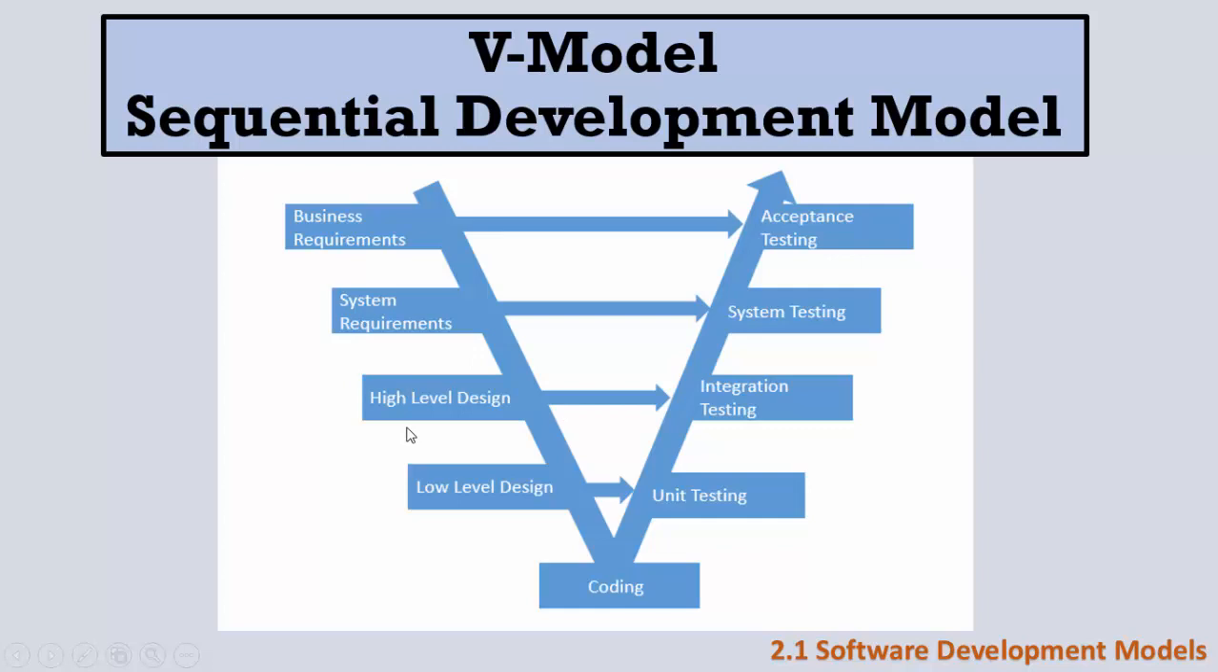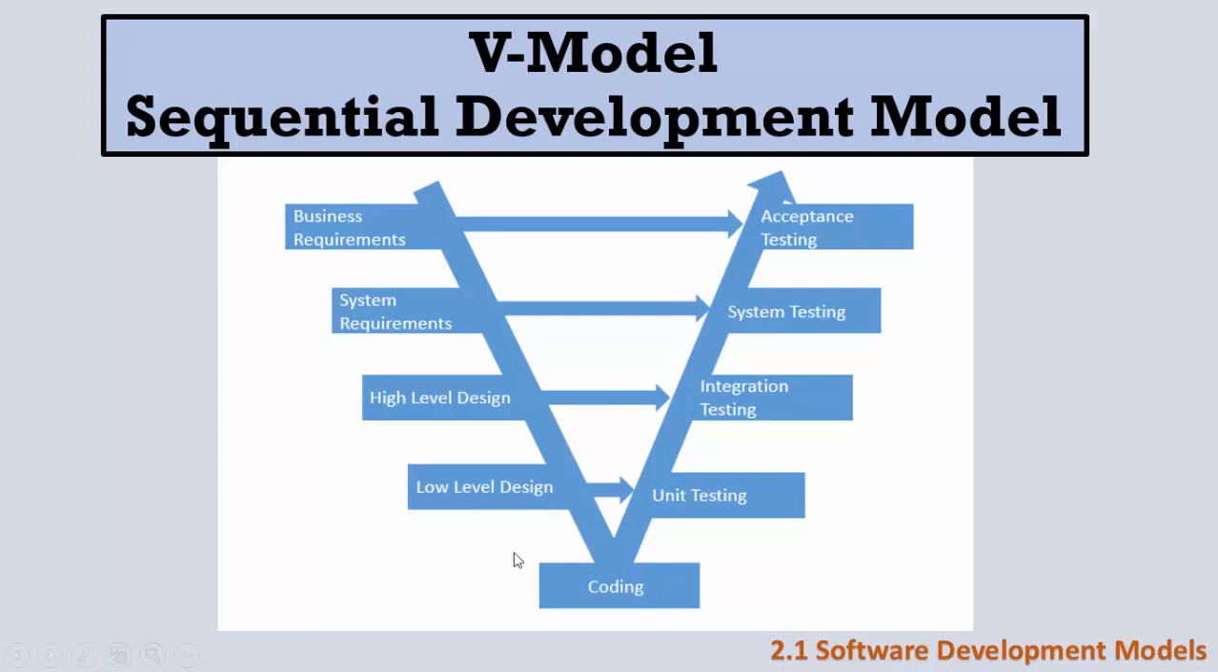Then we have the high level design and the low level design. This is the design in the waterfall, but we divided it into 2 types of designs. The high level design is like the design of the whole software, okay? What is the relationship between all the modules? But the low level design, here we are talking about each module on its own. How is it designed?